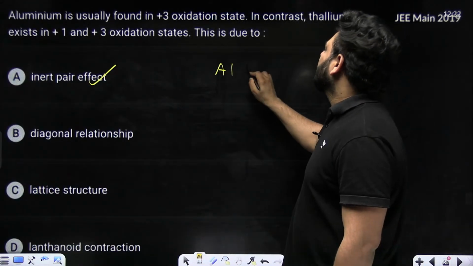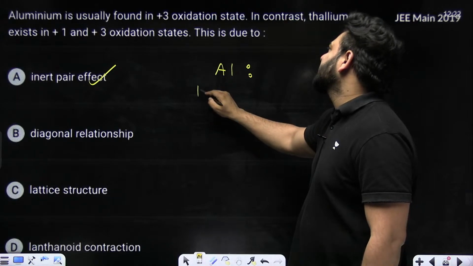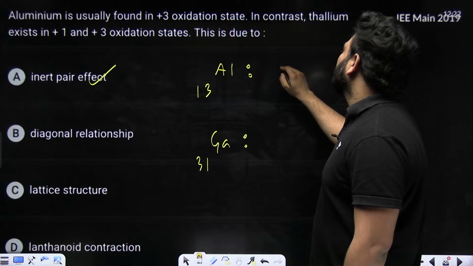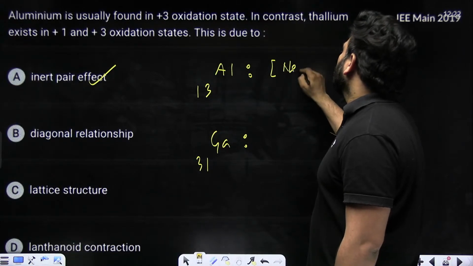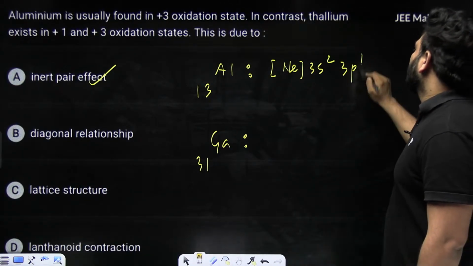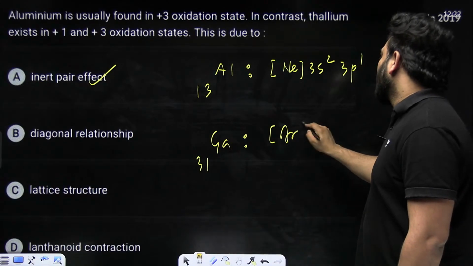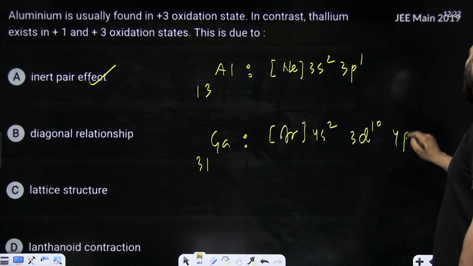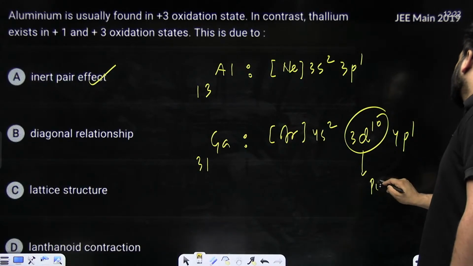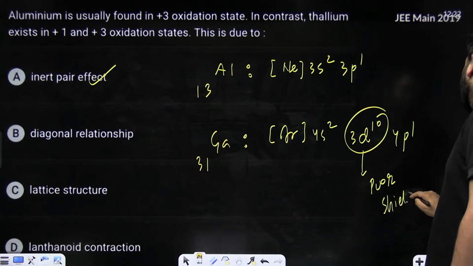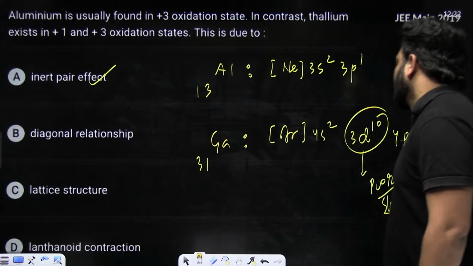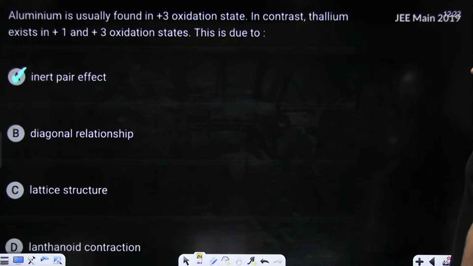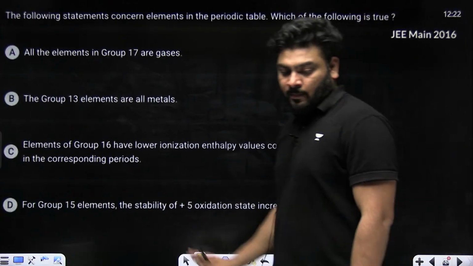So this is aluminium with atomic number 13, and then we have gallium. Just add 18, it will become 31. Its electronic configuration is neon 3s2 3p1, but the electronic configuration of gallium is argon 4s2 3d10 4p1. Because of this d subshell, we have the poor shielding. This poor shielding makes these electrons inert. I think inert pair effect should be the correct answer. A is correct. Try the next question.